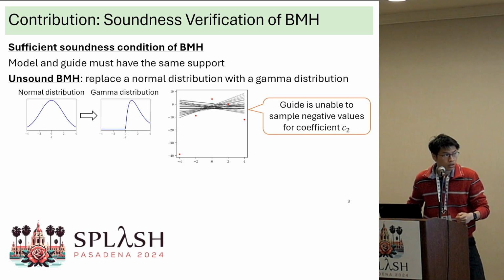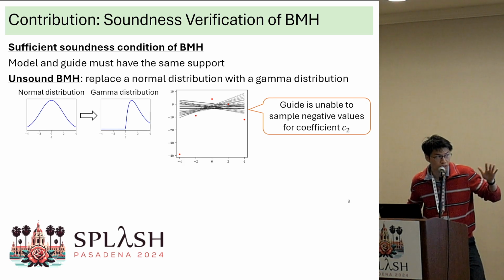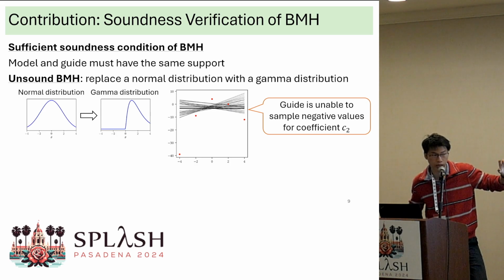Then it results in unsound BMH, because now the guide is unable to sample negative values for the quadratic coefficient C2. And the result of this unsound BMH is on the slide, where clearly the posterior distribution of polynomials does not fit the red points, namely the observed data.